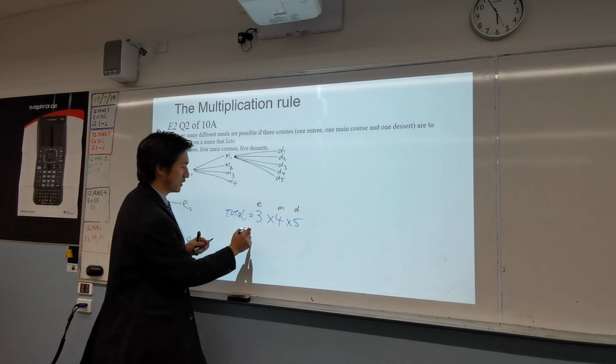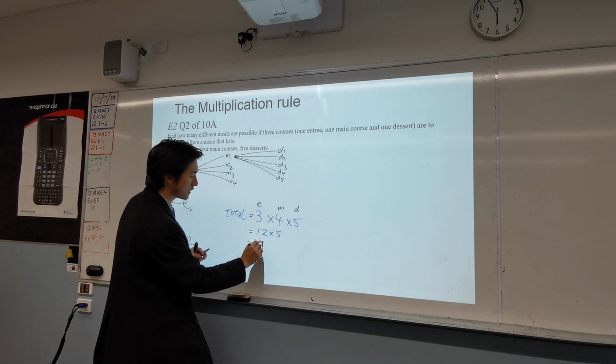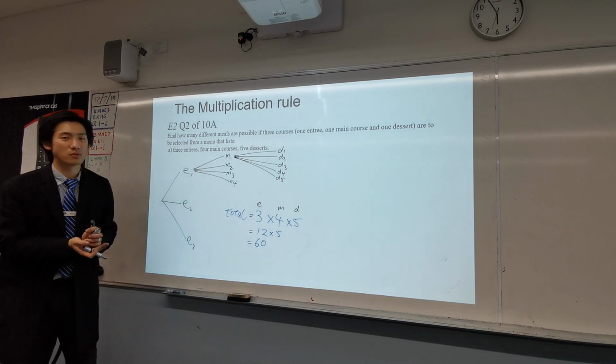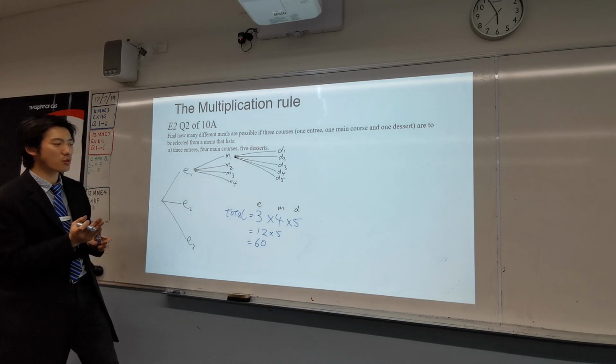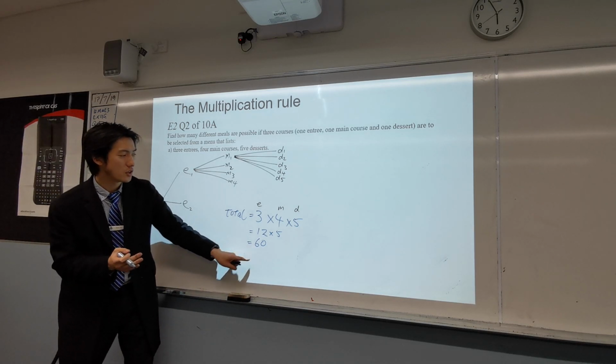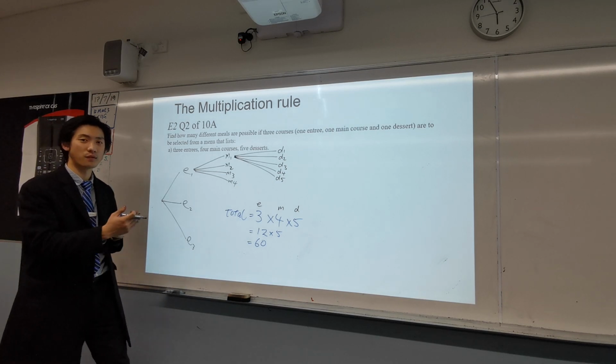Now if we evaluate this, 3 times 4 is 12, 12 times 5 is 60. There are 60 possible 3-course meals that you could choose from. And the way we got the number 60 was to multiply the number of options in each successive step.